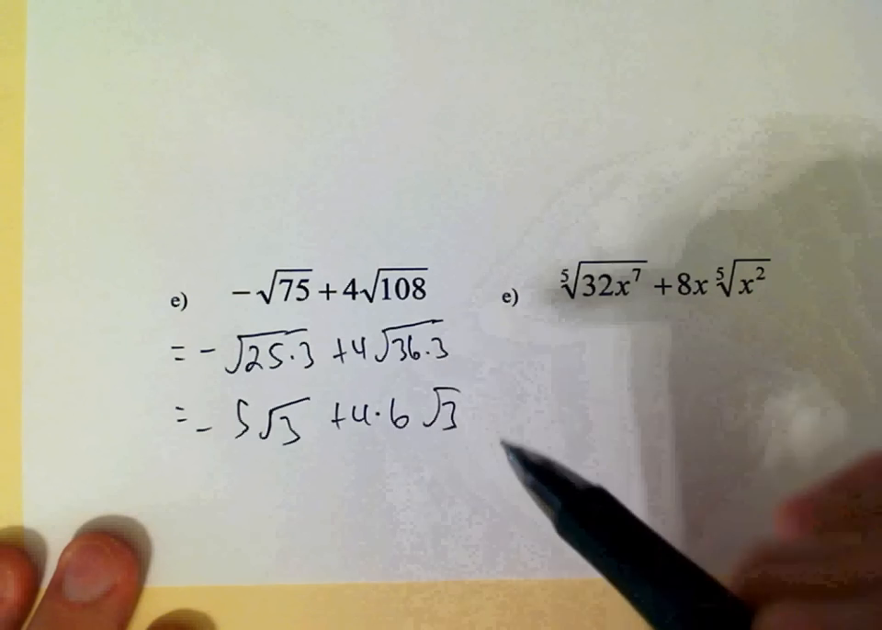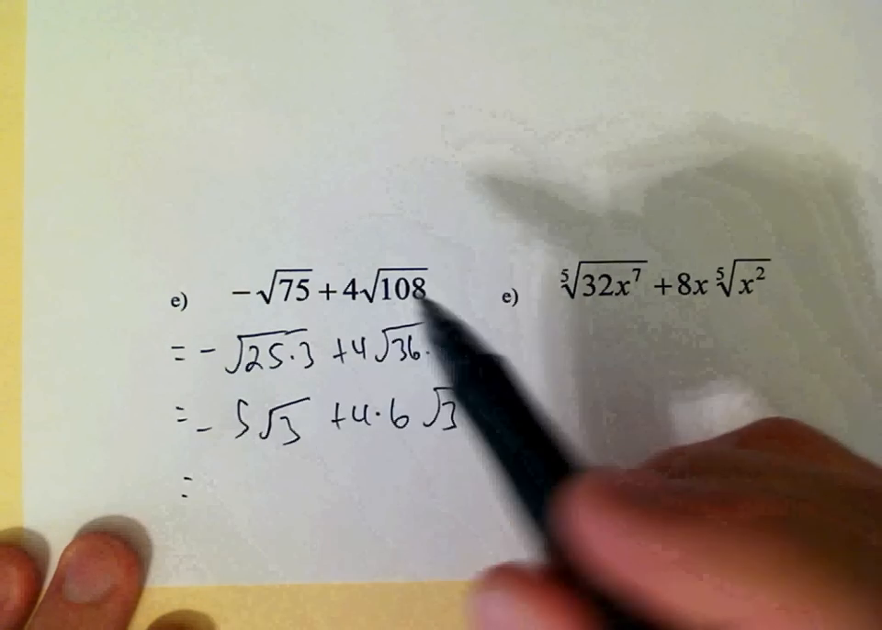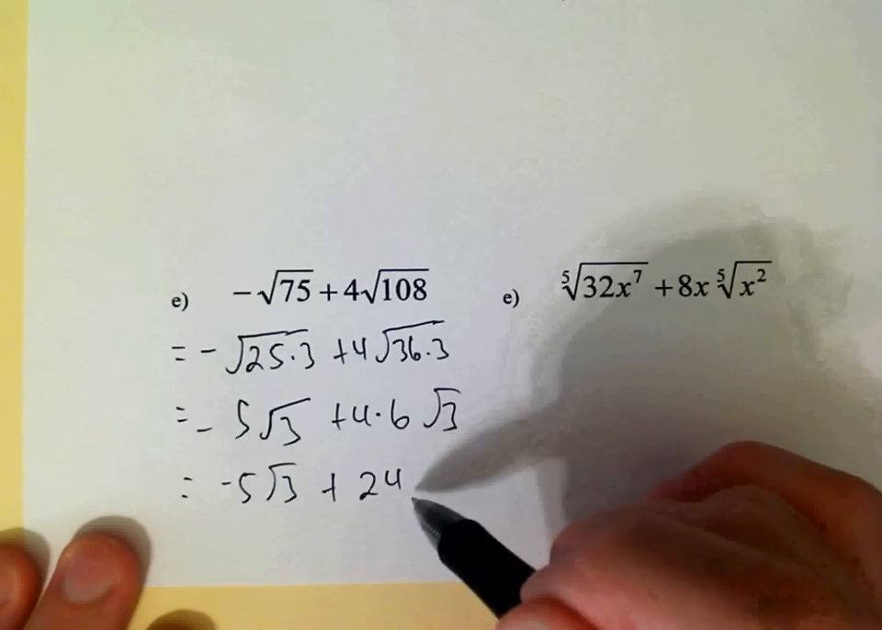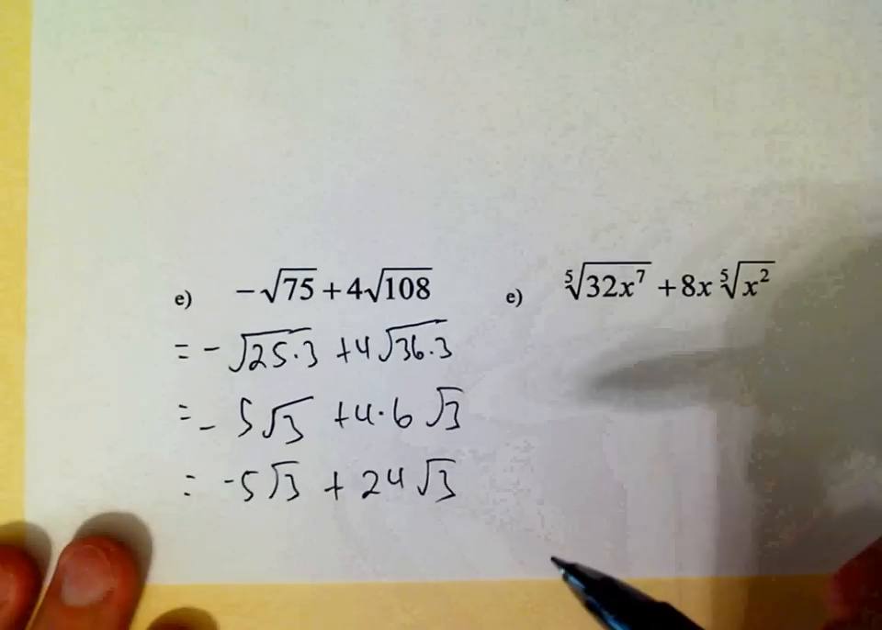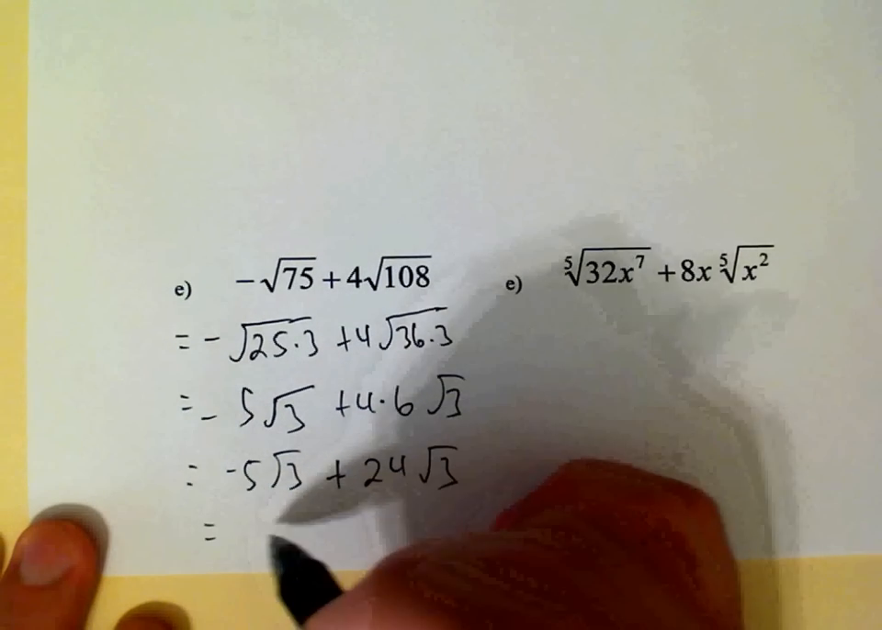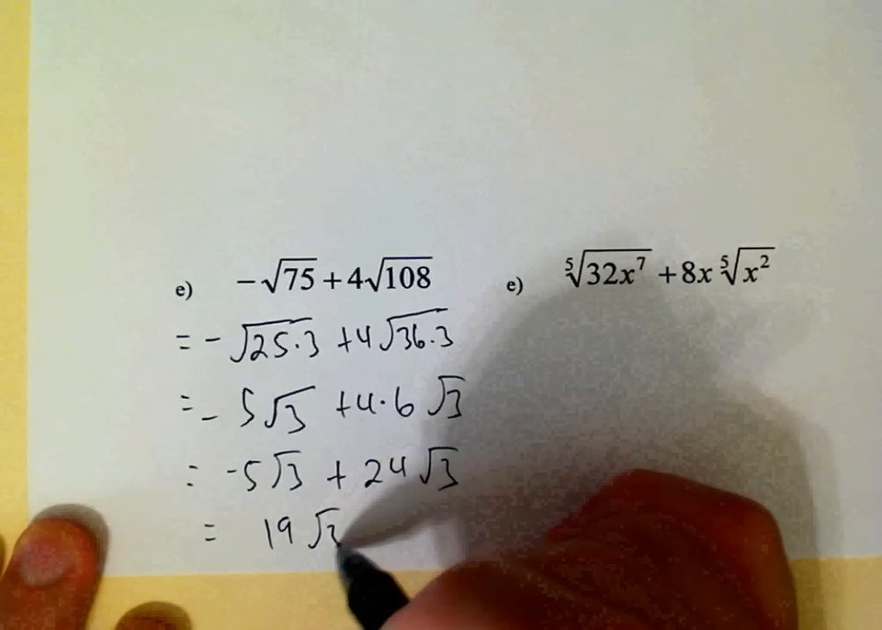It's 4 times 6. So we end up with negative 5 square root of 3 plus 24 square root of 3. And then we combine our like terms like we always do, as if they were x's. Negative 5 plus 24 is 19 square root of 3.